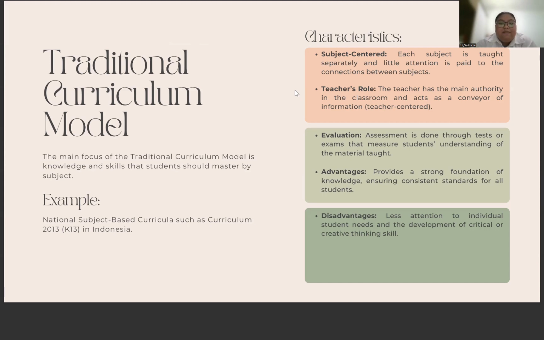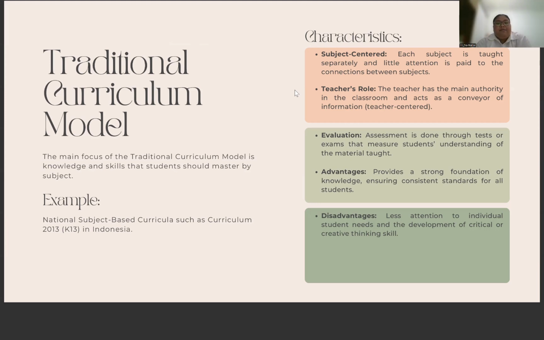The advantages of this model is it provides a strong foundation of knowledge and ensures consistent standard for all students. And the disadvantages of this model is less attention to individual students' need and the development of critical or creative thinking skill.